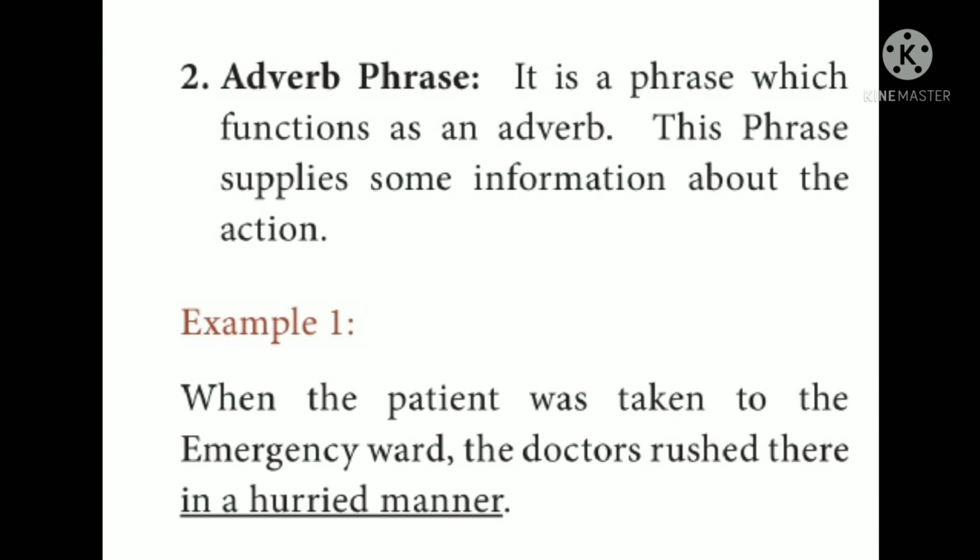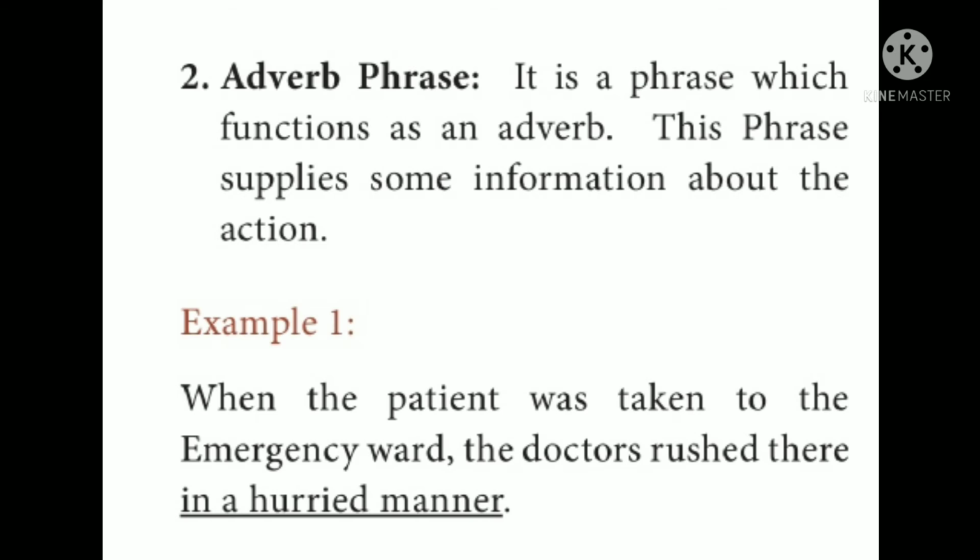The second type of phrase is adverb phrase. Adverb means it gives some information about the action, whereas the adjective phrase describes the noun. It is a phrase which functions as an adverb. This phrase supplies some information about the action. You can underline the words some information. In the first one, the adjective phrase describes. If the phrase gives some information, it is an adverb phrase. See the example. When the patient was taken to the emergency ward, the doctors rushed there in a hurried manner.